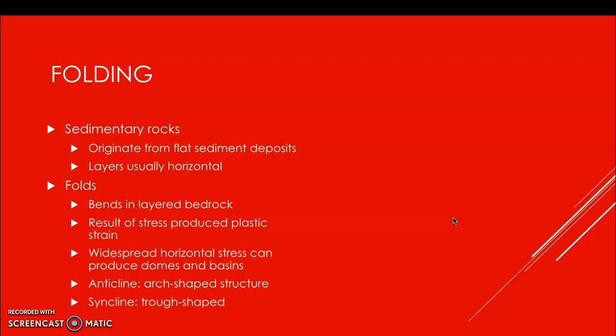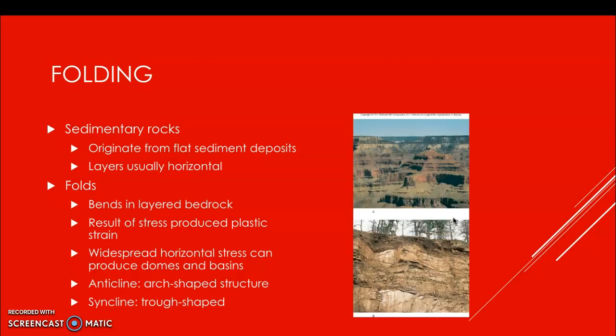All right, so let's go back to our sedimentary rocks. So it's just, again, what we're going to primarily be dealing with out in the field. Nice, and going back to those principles of geology, layers are usually horizontal. When they are folded, these are bends in the layered rock, and this is a plastic strain. So usually this is a horizontal stress. It's going to produce domes and basins, and the main structures for folding rocks are going to be anticlines, which are arch-shaped, and a syncline, which is trough-shaped. So let's see what those look like.